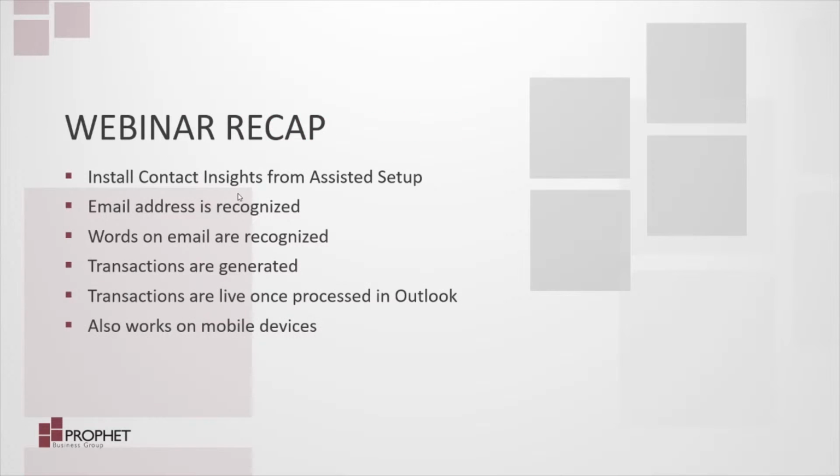Okay, so here's a quick recap of what we covered in today's webinar. We installed the app from the assisted setup. We took a look into what's recognized in the Contact Insights app, such as email addresses and words in the body of the email. And we generated transactions through the app, and we've reviewed those transactions in Outlook. Also, last point here is to make sure that you explore this app as well on your mobile devices to see how powerful it really is.